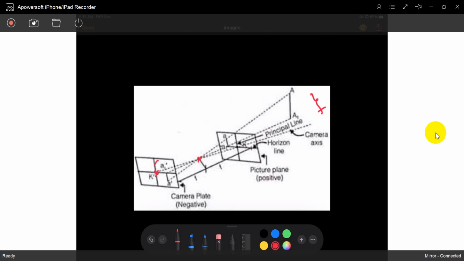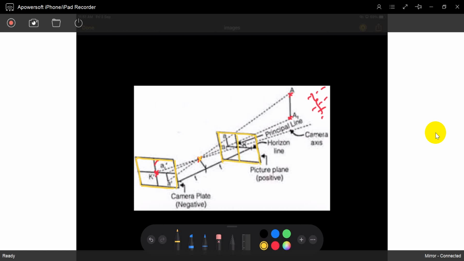How much land is covered? Based on the pixel quality of the camera, it will cover every point, so many points in the horizontal direction, with no end at all. So the H depends on each point. Just observe it. This is the focal point, this is the negative plane, and this is the positive plane.